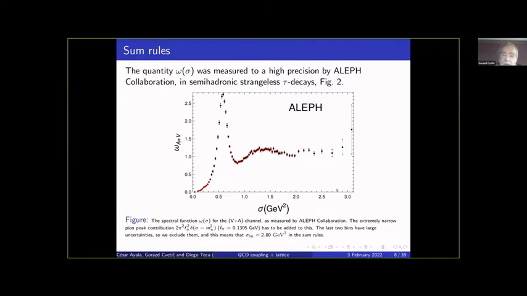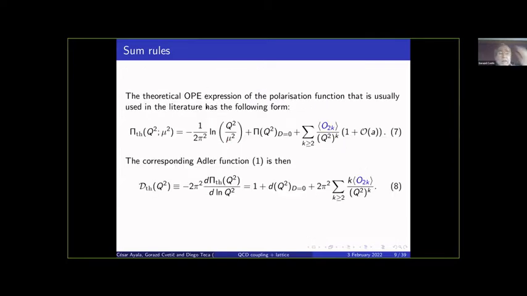The channel is A plus V, and the theoretical OPE expression is usually for the correlator given in this form, which are simple inverse powers of q squared here in higher dimension terms, and the corresponding Adler function has a similar form, and this is the leading twist or dimension 0 Adler function.